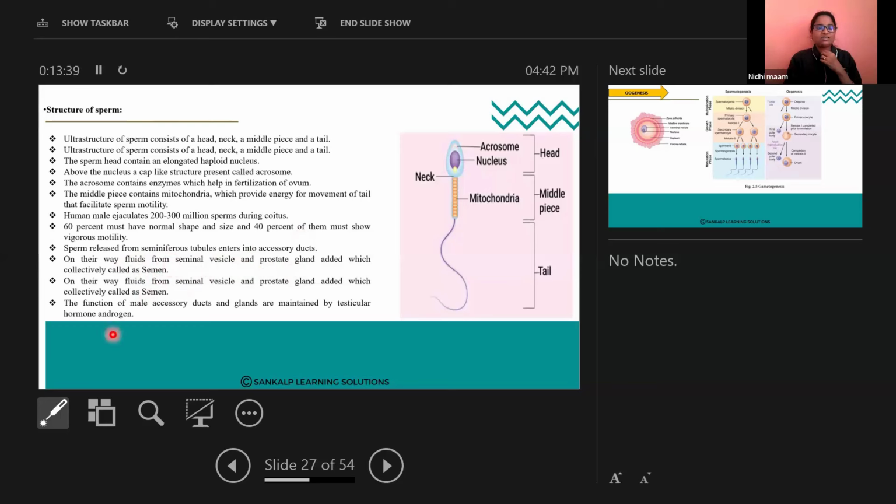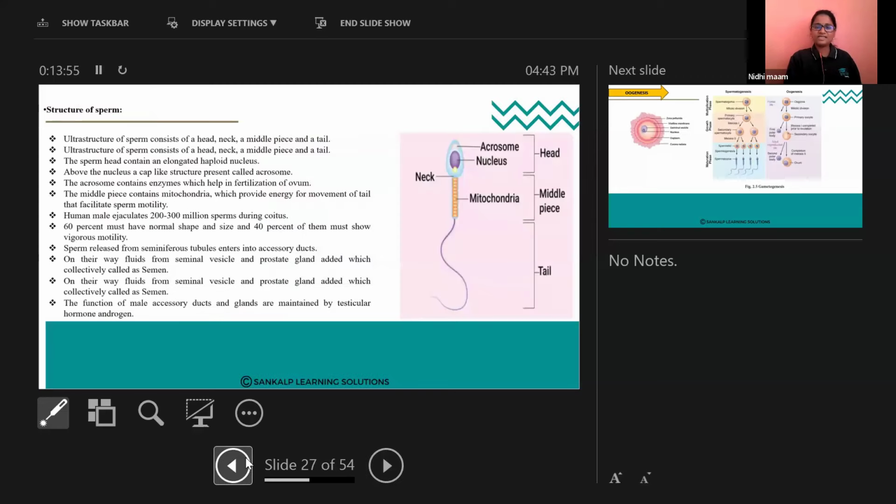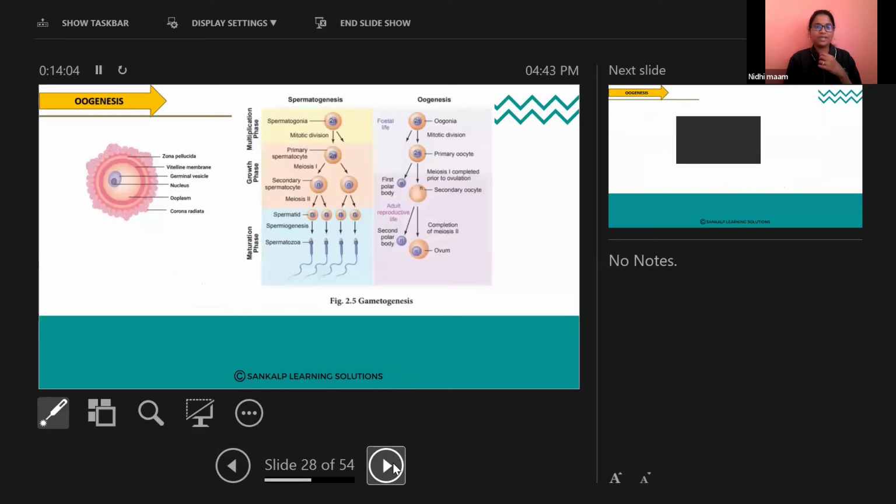Semen is formed. The function of male accessory ducts and glands is maintained by the testicular hormone androgen. So who maintains or guides the accessory ducts and glands? Androgen, or we can also say testosterone. So this is about the structure of a sperm. The diagram is very important, and the function of the acrosome is very important in CET.